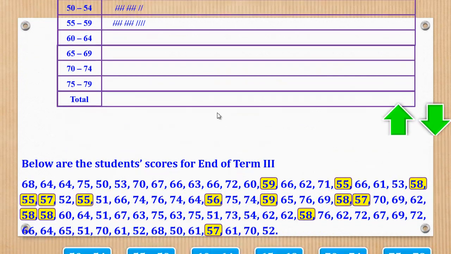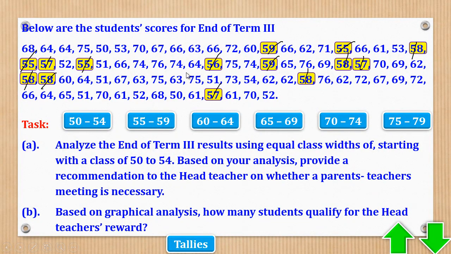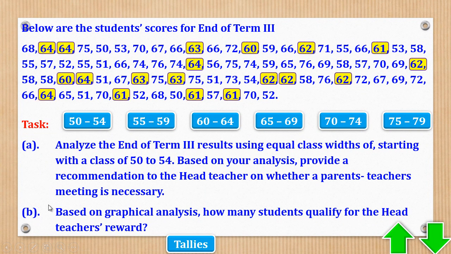Okay. Next, this is where I need to be as careful as possible, because miscounting these tallies makes the whole question not okay. So from 60 to 64: 1, 2, 3, 4, 5, 6, 7, 8, 9, 10, 11, 12, 13, 14, 15, 16, 17, 18, 19. So you come and make tallies of 19.